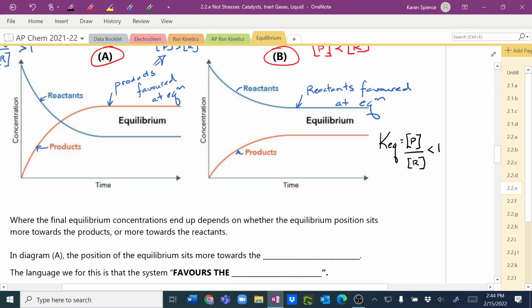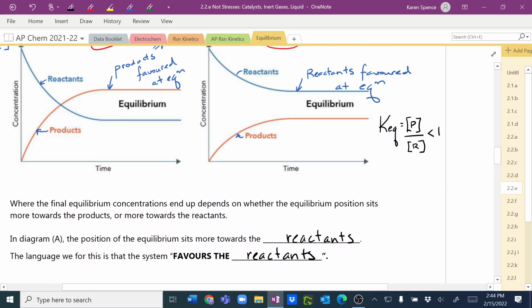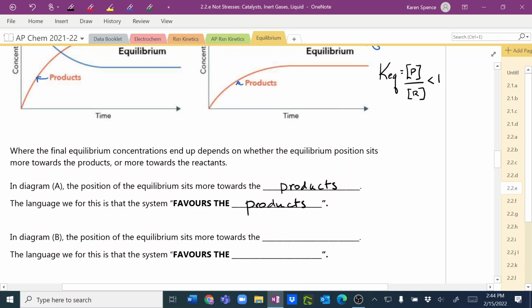So I think this was just reviewing the language around this, and I threw in the little KEQ bit. So in diagram A, the position of the equilibrium sits more towards the reactants, so we say that it favors the reactants. Oh, products, that's what I meant. Products. And then obviously for diagram B, it sits more towards the reactants, so they favor the reactants.